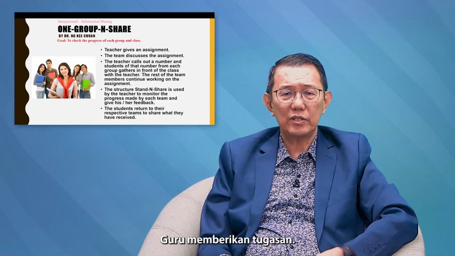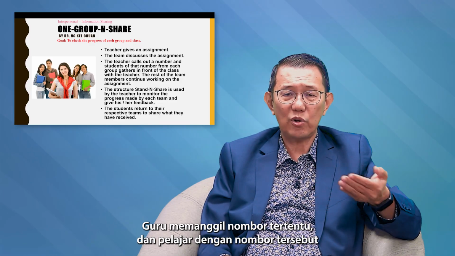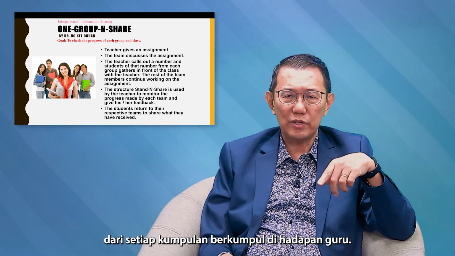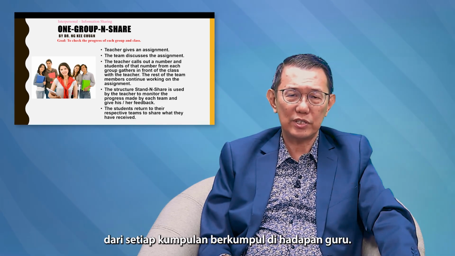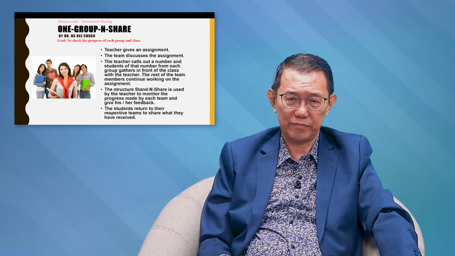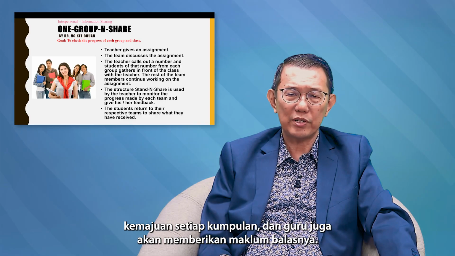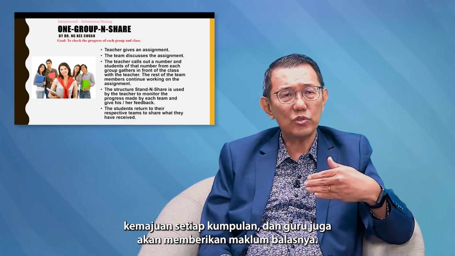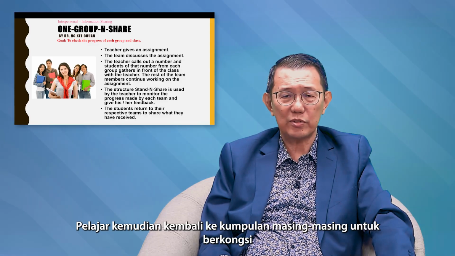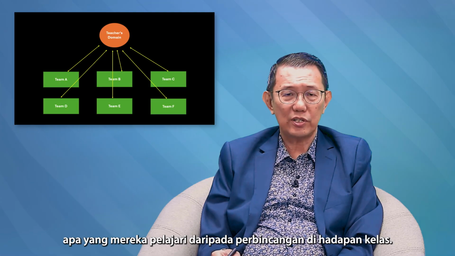What is one group? The teacher gives an assignment, the team discusses the assignment, the teacher calls out a number, and the students of that number from each group gather in front of the class with the teacher. The rest of the team members continue working on the assignment. The structure stand and share is used by the teacher to monitor the progress made by each team, and also the teacher will give feedback. The students will then return to their respective teams to share what they have received in the discussion in front of the class.